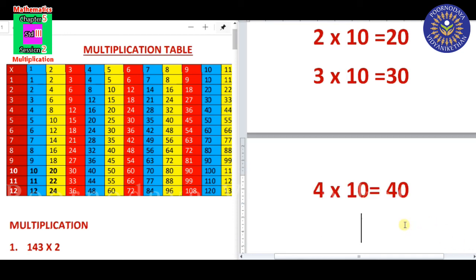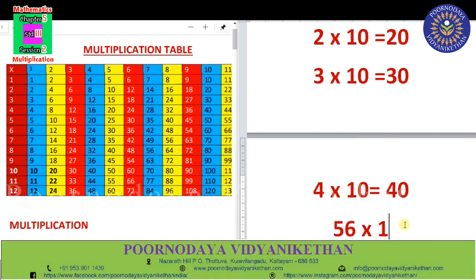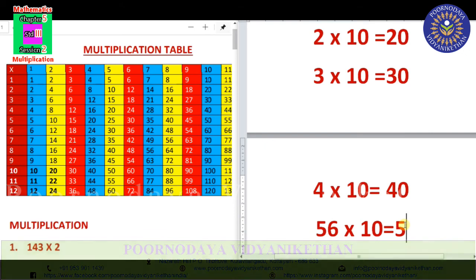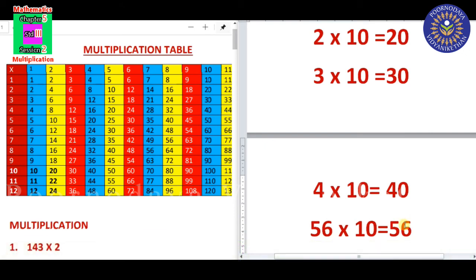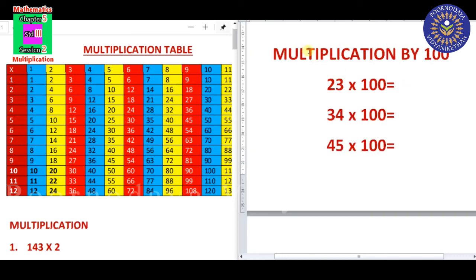Clear? So can you tell what is 56 into 10? How can we find the answer? Yes, write 56 and insert or put a 0 with that 56. So 560 is the product of these two numbers. 56 into 10 is equal to 560. Clear? Next we are going to learn the multiplication by 100.